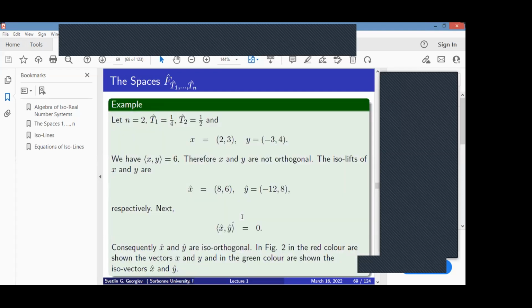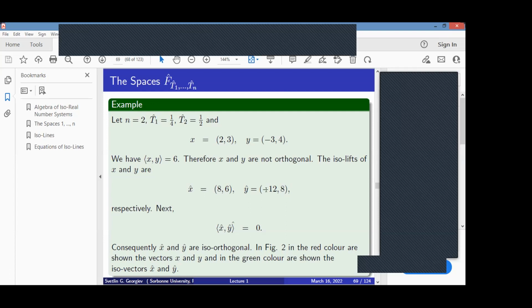As the next example, we consider a two-dimensional case. As the first isotopic unit, we take 1/4. As the second isotopic element, we take 1/2. We take two real points x and y. Their classical inner product is equal to 6, and in the classical case, they are not orthogonal. But the isolifts of these points x and y are given with these expressions. \hat x is equal to 8, 6.